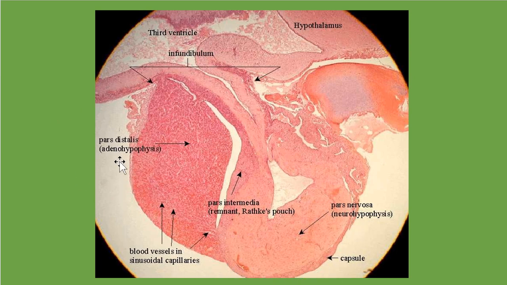You can also see, to associate where it is in the brain, that the third ventricle is here. If you can remember back to AP1 when you were studying brain anatomy and the ventricles of the brain, that will give you an idea of how to associate it in relation to where it's at in the body.